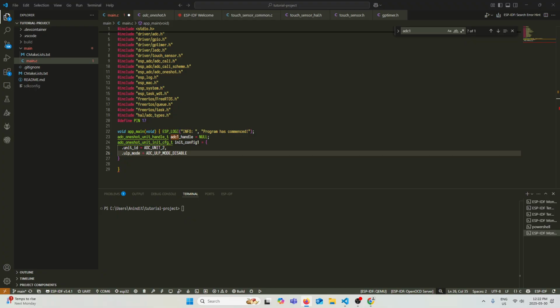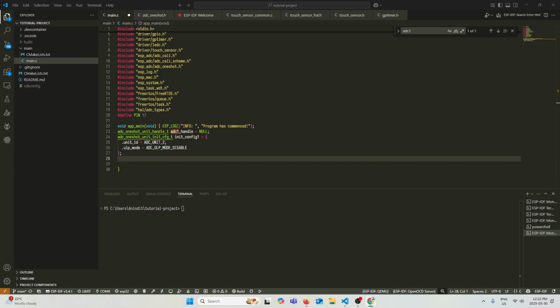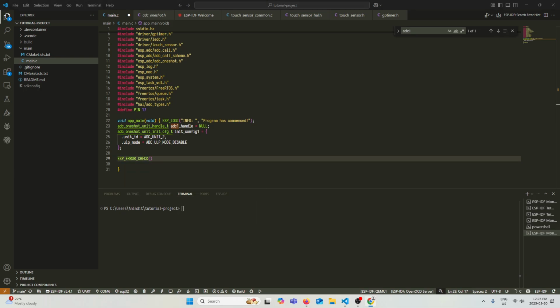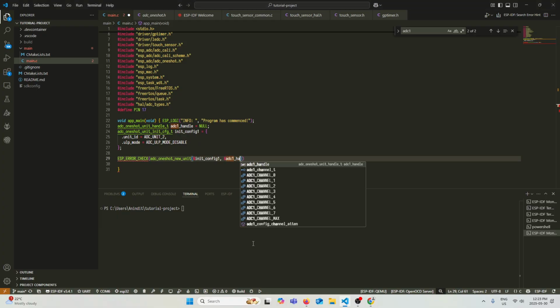Looks like so it'll... Okay, so we're just using the APB bus, the APB clock. Then, okay, next. I should probably do this more. ESP_ERROR_CHECK. And then let's put in, I think it's init config 1, right? Oh wait, no. Wait, it is init config 1, right? And then, yeah, and then handle.